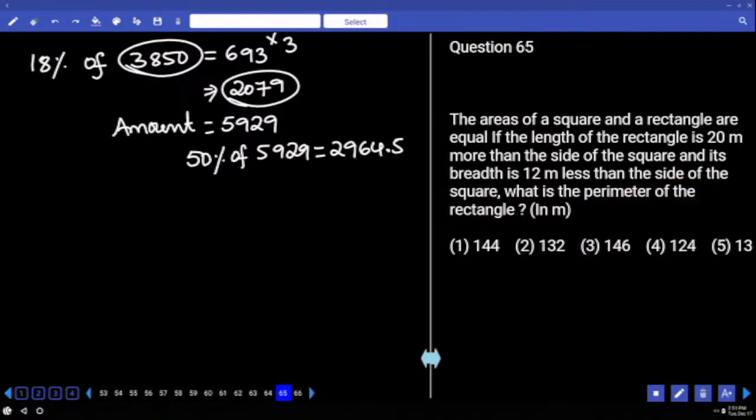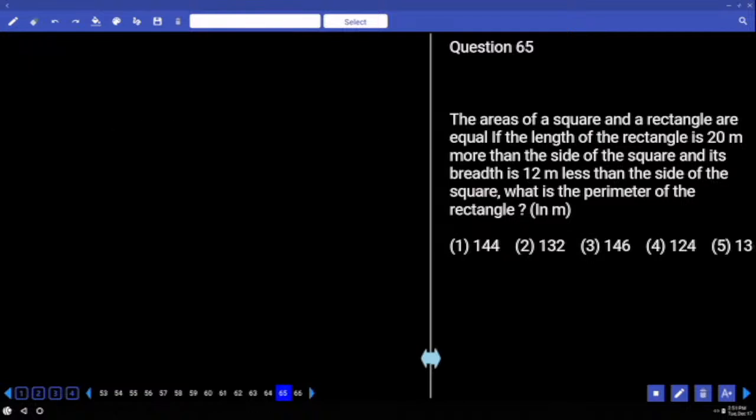Next. The areas of a square and a rectangle are equal. What do we write? A square equals length into breadth. If the length of the rectangle is 20 meters more than the side of the square, what do you write? A plus 20. And the breadth is 12 meters less than the side of the square, A minus 12. What is the perimeter of the rectangle?